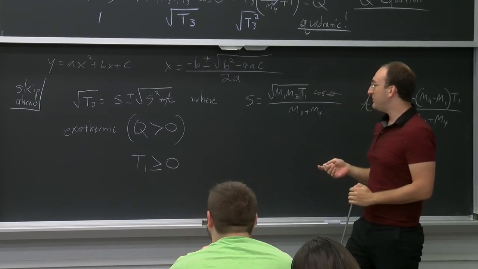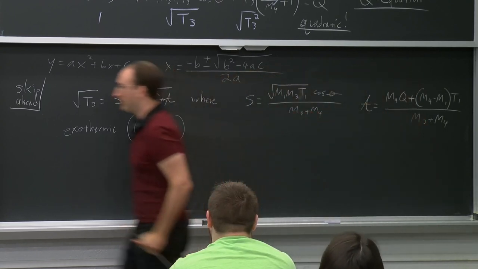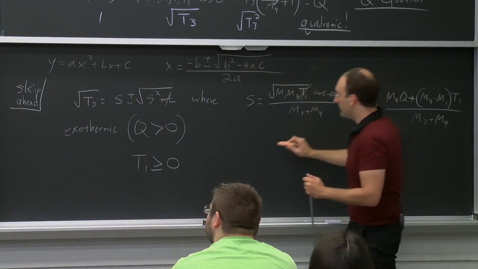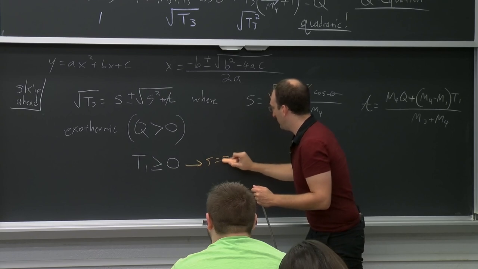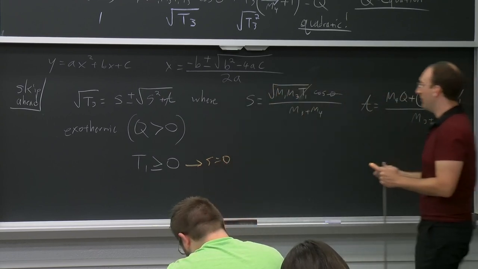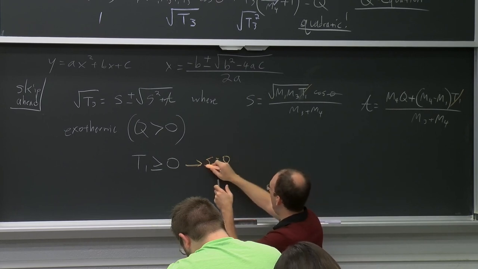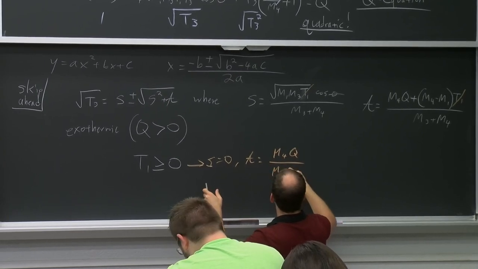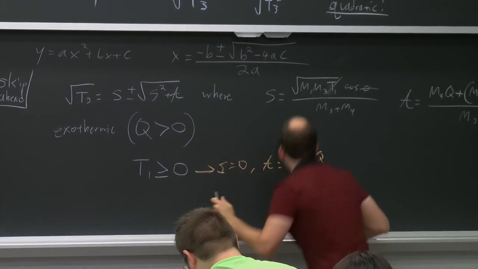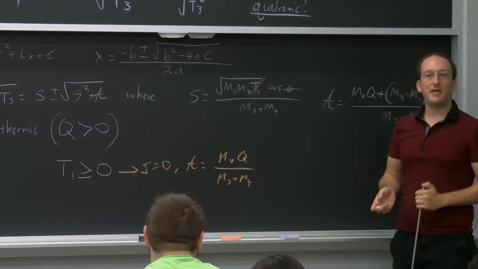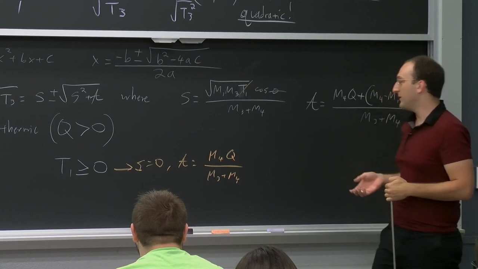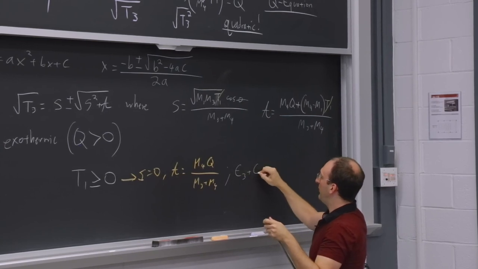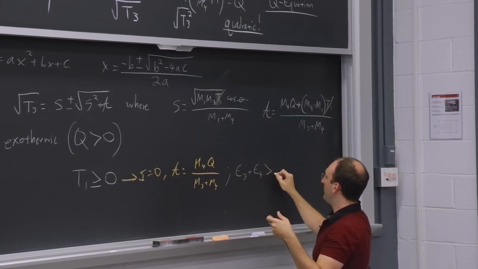So if T1 were to equal zero, then S could equal zero. And T1 zero here. And then you just get T equals M4Q over M3 plus M4. And this just kind of gives you a relation between the relative kinetic energies of the two particles. Another way of writing this relation would just be that E3 plus E4 has to be greater than or equal to E1.